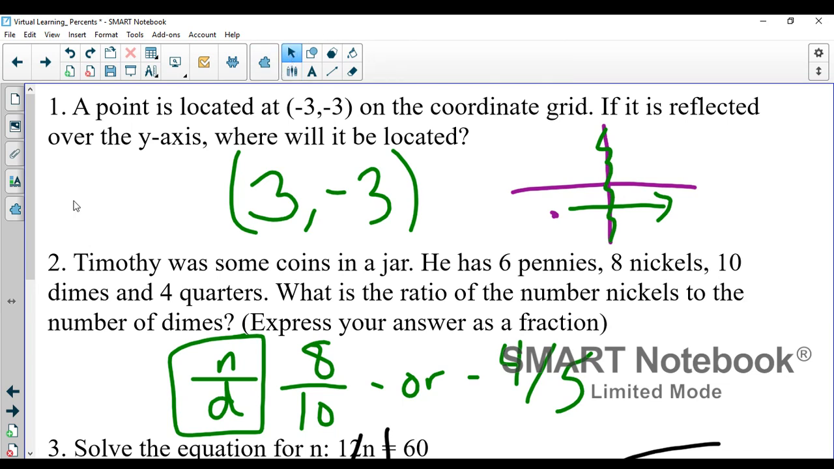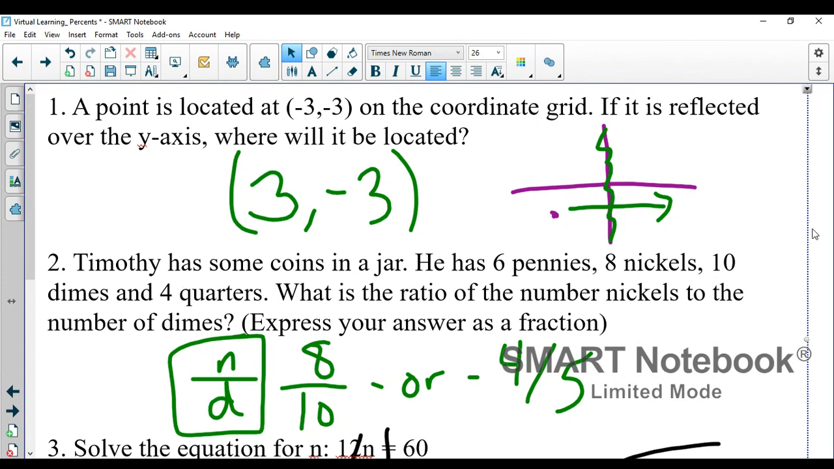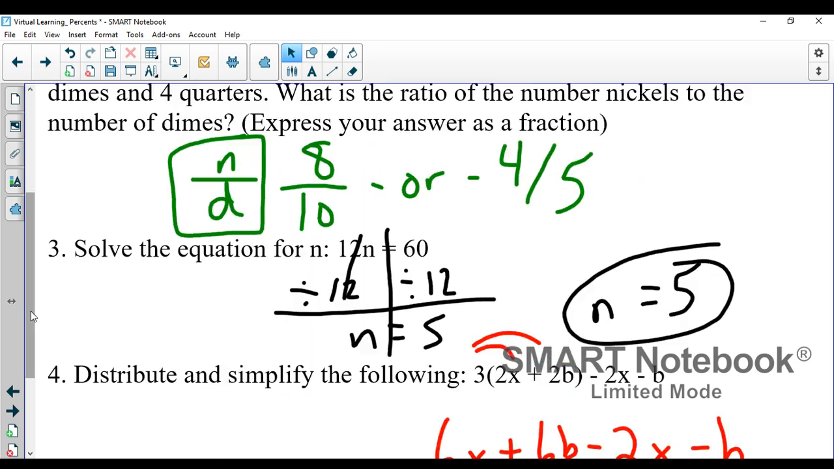Number two, Timothy has some coins in a jar. He has 6 pennies, 8 nickels, 10 dimes, and 4 quarters. What is the ratio of the number of nickels to the number of dimes? Again, this is just a question about reading and making the ratio. The ratio is nickels to dimes. So you go in the problem, and it tells you that there are 8 nickels and 10 dimes. 8 out of 10 is equivalent to 4 out of 5. Either of those are correct.